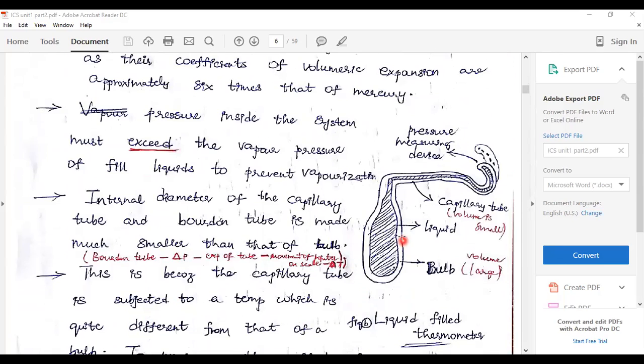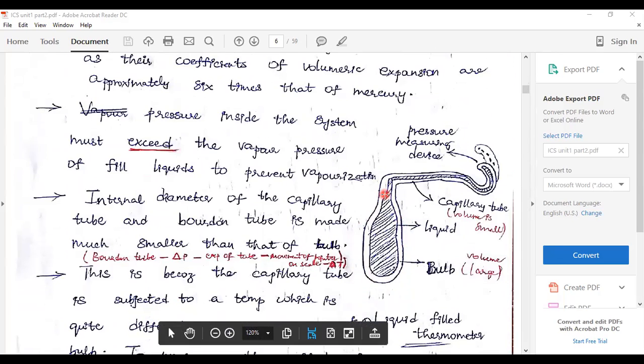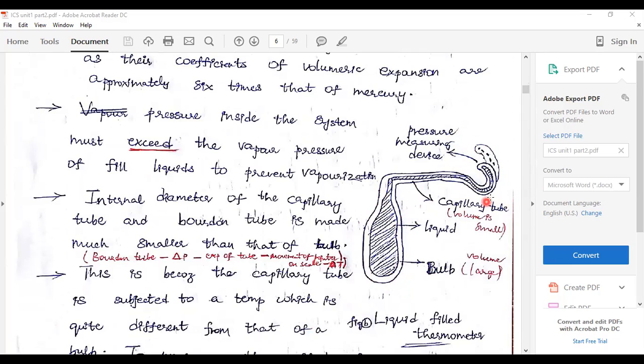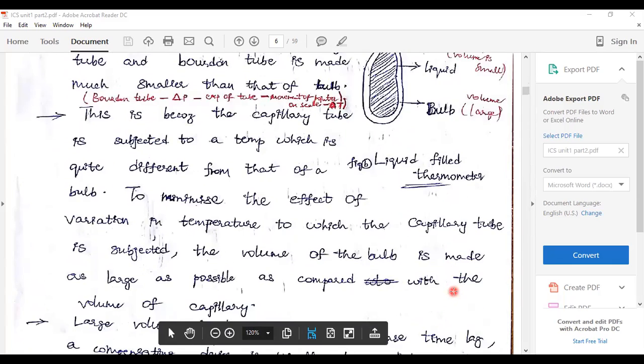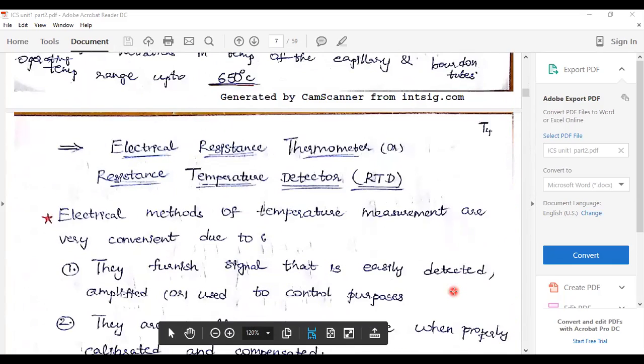Liquid filled thermometers. This is just similar to the previous one. Bulb, liquid, and capillary volume pressure measurement is going to take place. This is another type of thermometer. And these are the electrical type of thermometers.